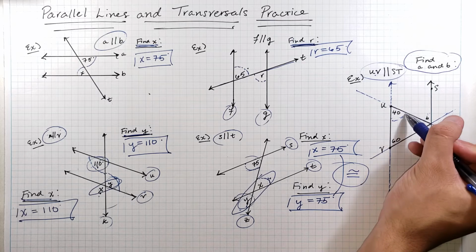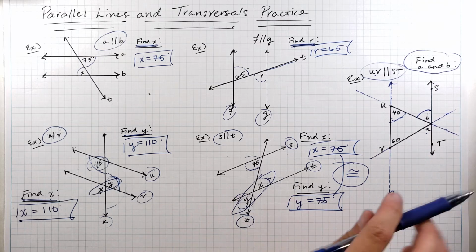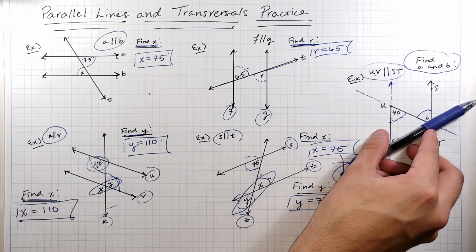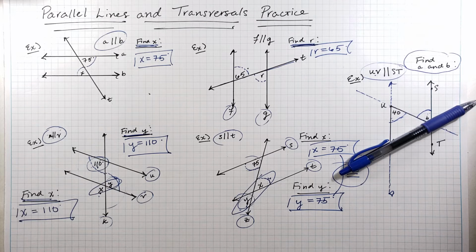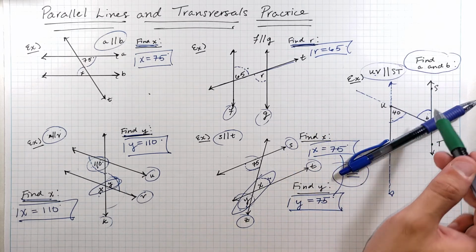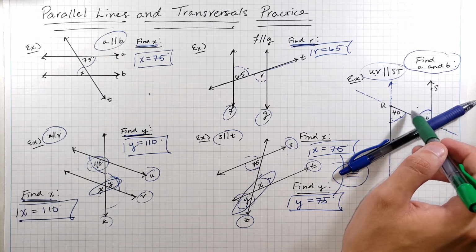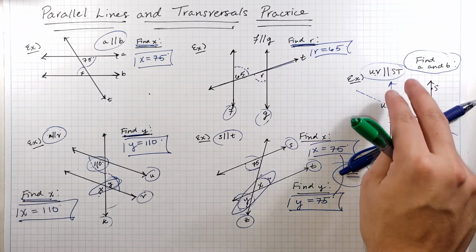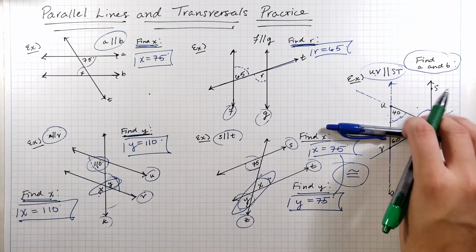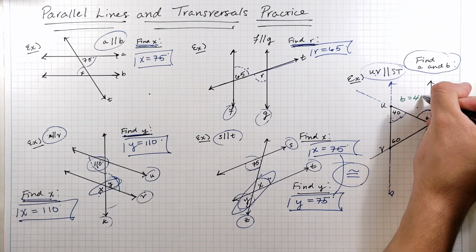So now what you can see is this one and this one right here, they're alternate interior, right? If you covered that one up, I think it's easier to see now. If this line right here is the transversal, you can see these are parallel, and that means this one and this one are alternate interior. They're on the inside, and alternate interior angles are congruent. So we're going to have B is equal to 40.